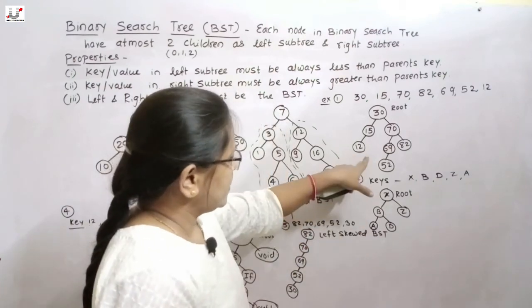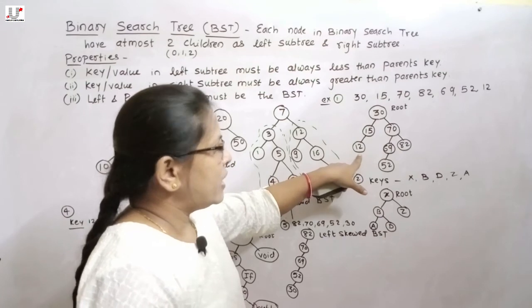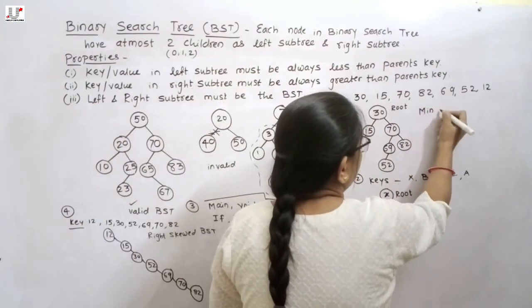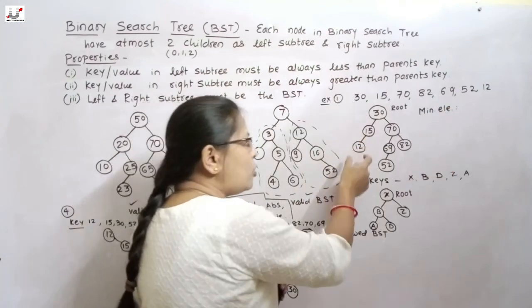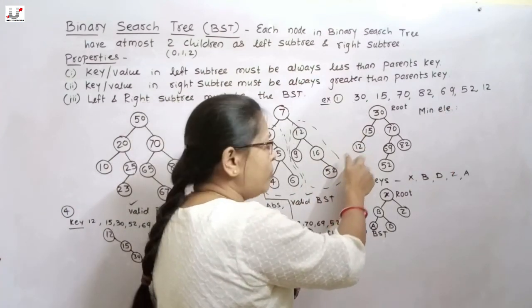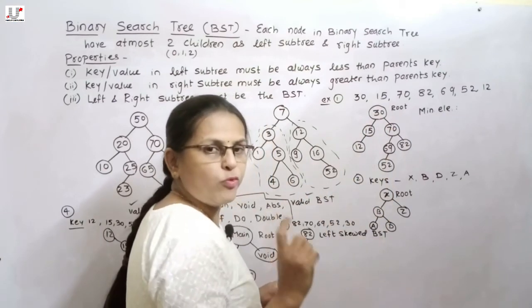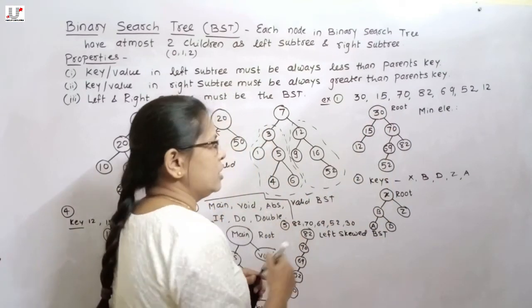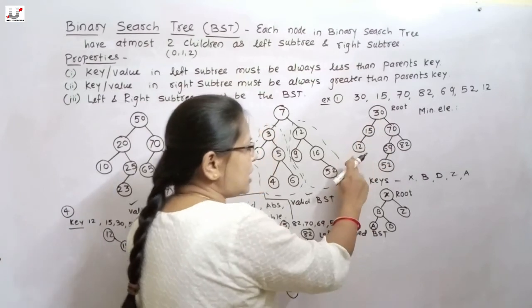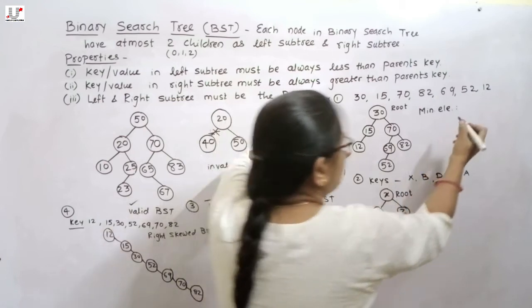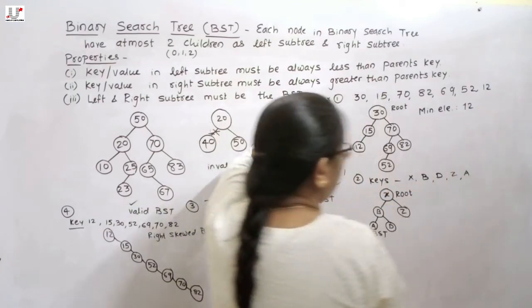Here from this tree, we can easily say that the minimum or smallest element is the leftmost element from the left subtree of the binary search tree. So here the leftmost element is 12 from the left subtree. So here 12 is the minimum element.